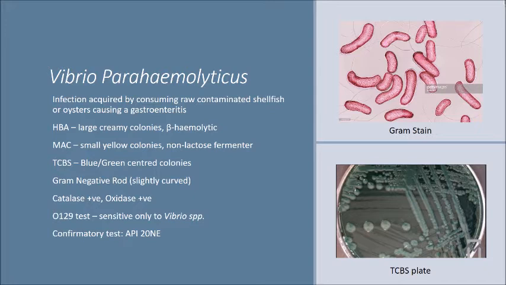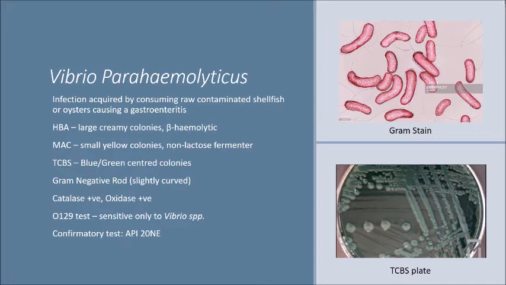Vibrio parahaemolyticus is another facultative anaerobe that is the leading cause of GIT infections. This is associated with the consumption of raw contaminated shellfish and oysters. Horse blood agar is used in the initial analysis and displays large creamy colonies which emit beta hemolysis. There are small yellow colonies on the MacConkey agar indicating a non-lactose fermenter.